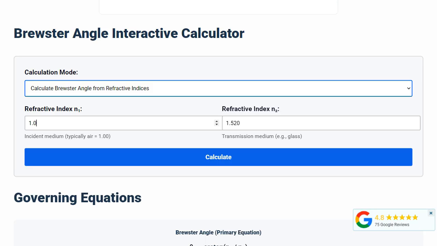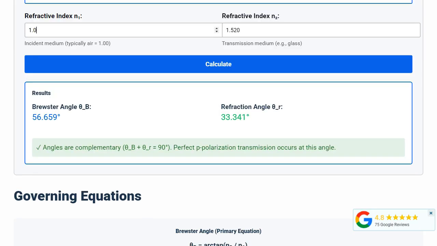Once you've entered both refractive indices, click the Calculate button. The calculator will display the Brewster angle in degrees, showing you the precise angle for zero reflection of p-polarized light. You'll also see the critical angle and reflection coefficients for both S and P polarizations at various angles.